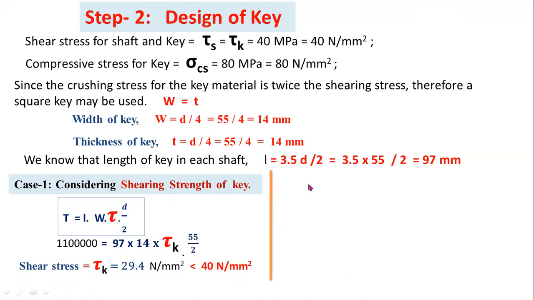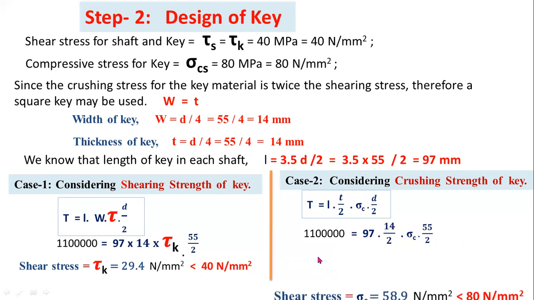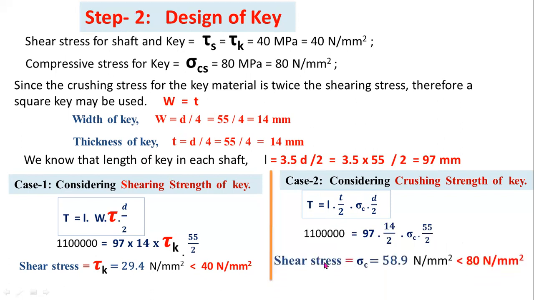In a similar way, you have to consider the crushing strength of the key. This is the formula for torque transmitted by the key. Torque T equals L into t by 2 into sigma c into d by 2. L is the length of the key, L equals 97 mm. t is the thickness of the key, thickness equals 14 mm. From this equation, you can get the value of crushing stress. Crushing stress equals 58.9 Newton per mm square.